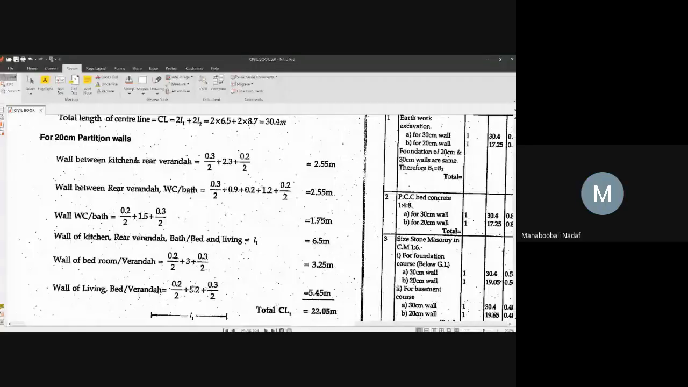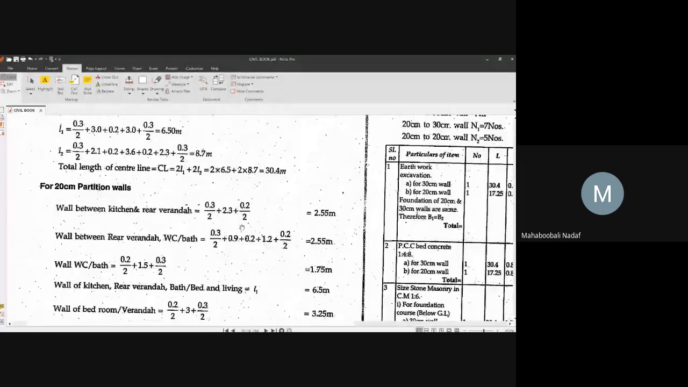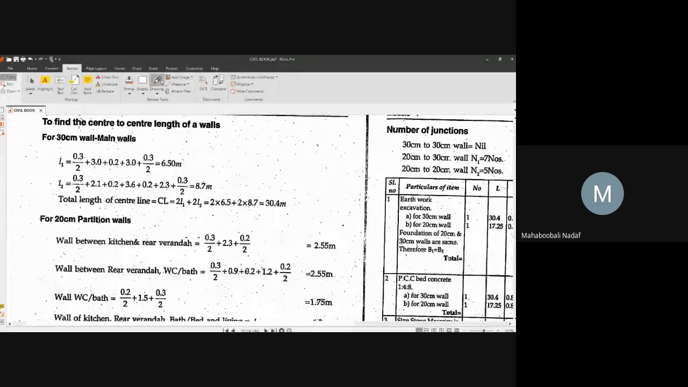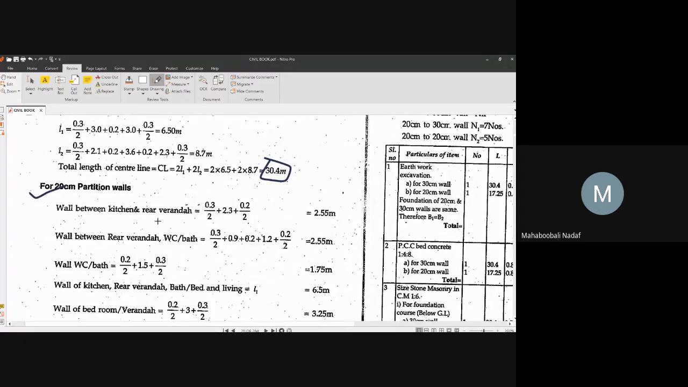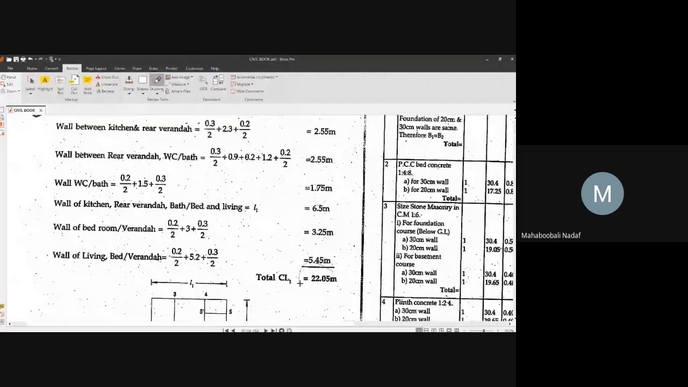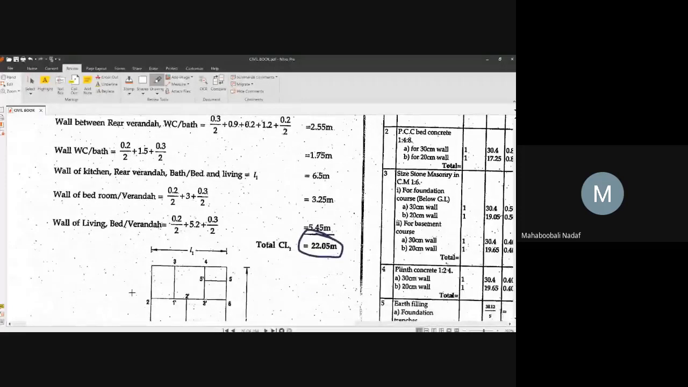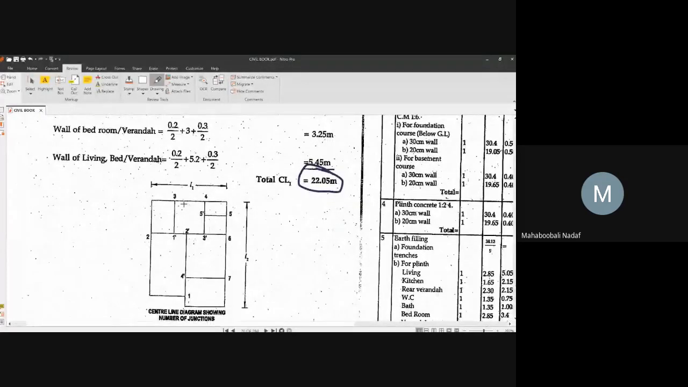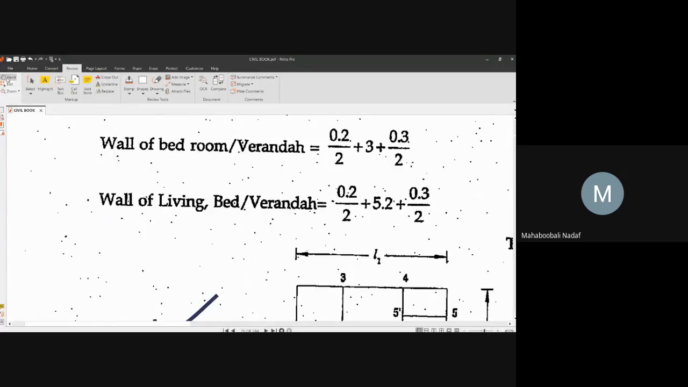22.05. Okay, very good. Now, see on the screen, can you see? Here, for the 30 centimeter wall, you already calculated it is 30.4. For the 20 centimeter wall, it is 22.05. Now, can you see in this diagram what they have calculated? Shall I enlarge it? What they have done?